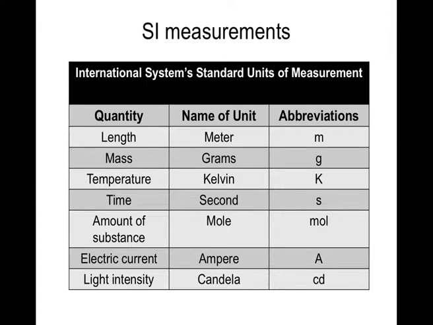These are the most common units. The basic unit for length is meter. The basic unit for mass is grams. In temperature, we can use Kelvin or we could use Celsius. Time is seconds. The other ones here we will not use in biology, so you do not need to worry about those.